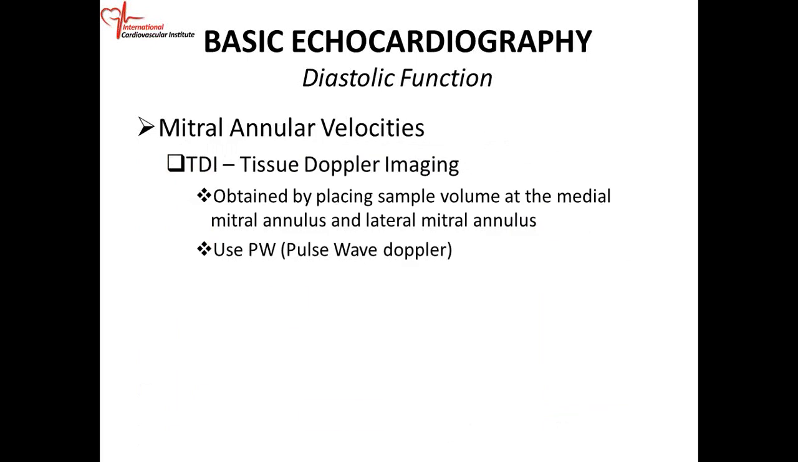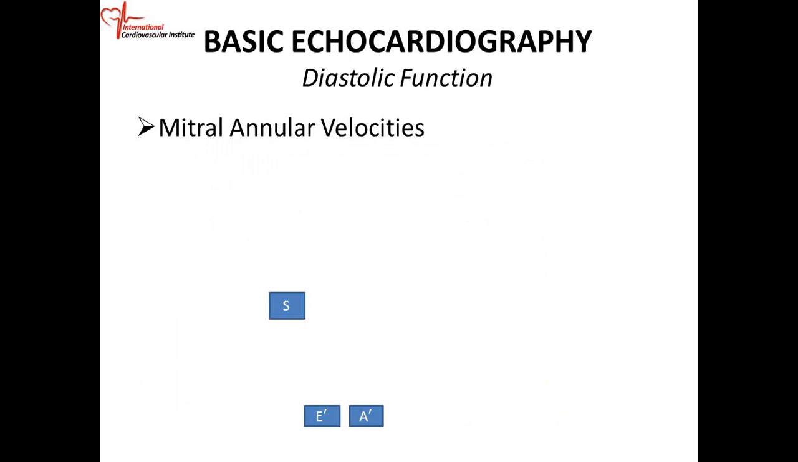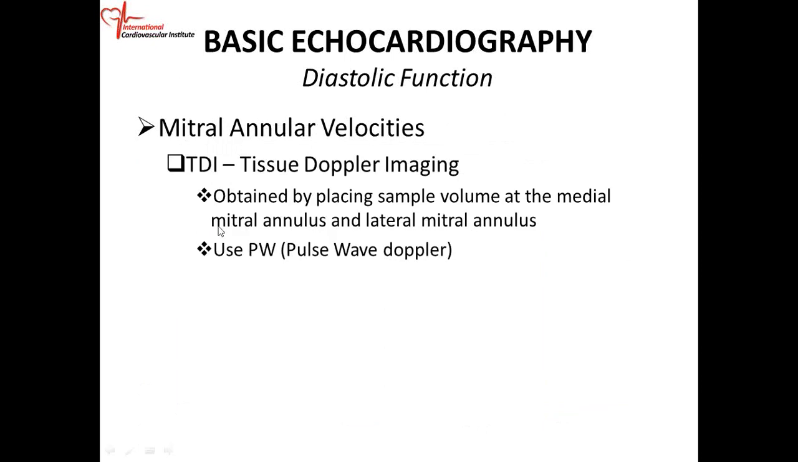All right, so that's mitral inflow. So we now move to our mitral annular velocities. When we talk about mitral annular velocities, it's the velocity at the mitral annulus. It's not the velocity at the septum. It's not the velocity in the left atrium. It's not the velocity in the left ventricular cavity. It's the annulus. So if you don't put your cursor on the annulus, the measurement is inaccurate.